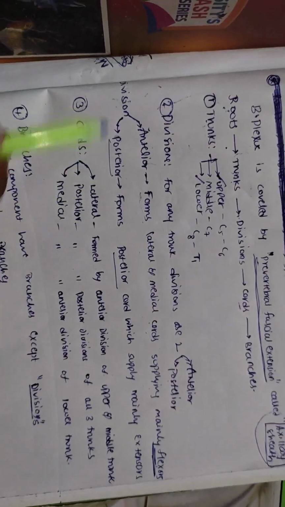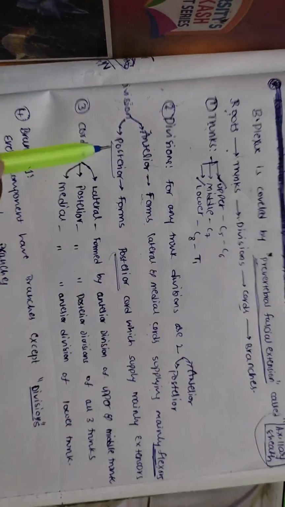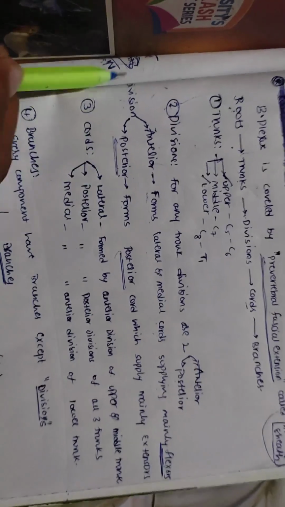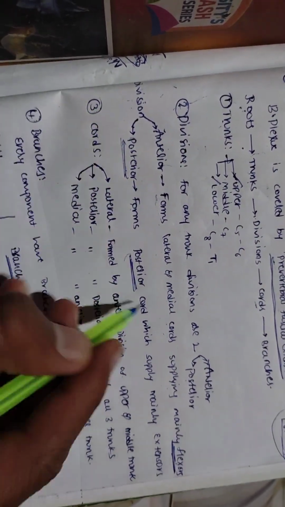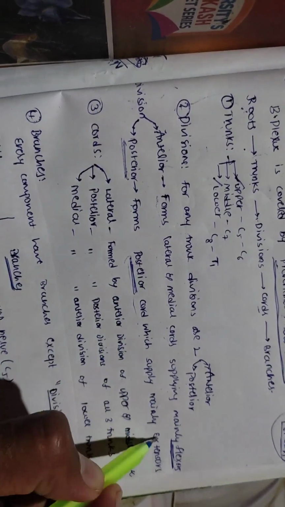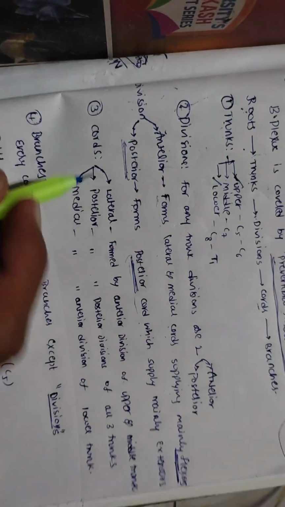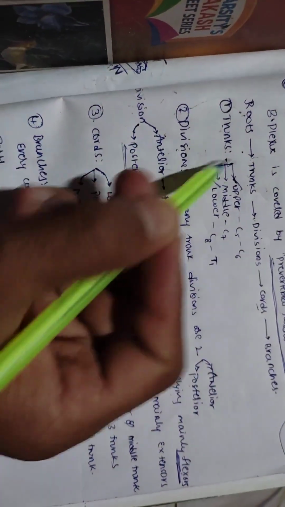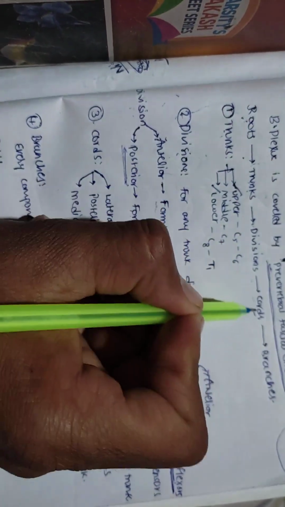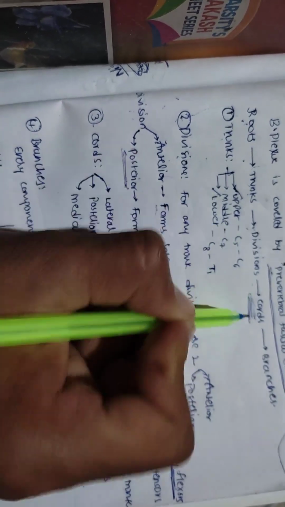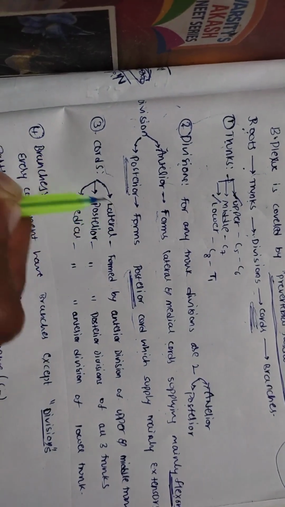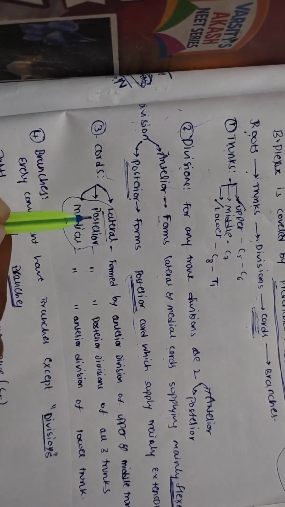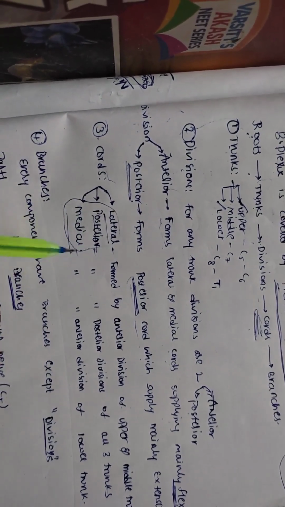Now, the posterior divisions form the posterior cord. Posterior divisions form the posterior cord. So all the posterior divisions of the brachial plexus form the posterior cord, which mainly supplies the extensor muscles of the upper limb. Now, after divisions we will get the cords. You can see cords. After divisions we will get cords. So cords are three types: one is the lateral cord, one is the posterior cord, one is the medial cord.